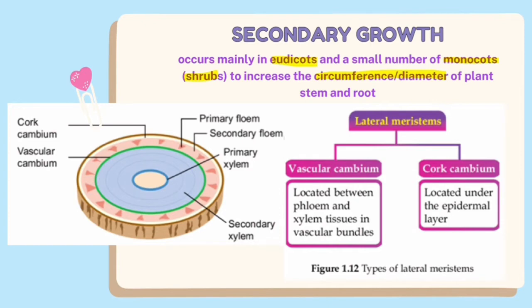For non-woody plants such as herbaceous plants, secondary growth does not happen. As you can see in this diagram, secondary growth results from the division of lateral meristem cells that are located in the stem and root. The lateral meristems consist of vascular cambium and cork cambium. Vascular cambium is located between the phloem and xylem tissues in the vascular bundle, whereas the cork cambium is located under the epidermal layer of the plant.